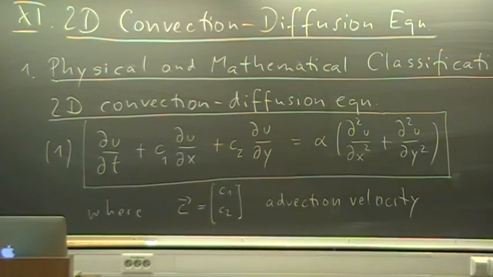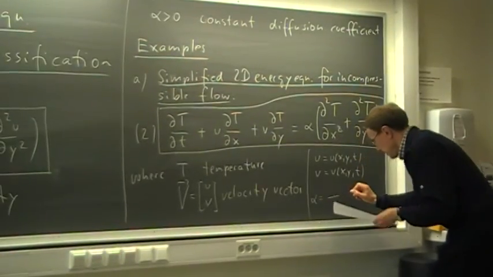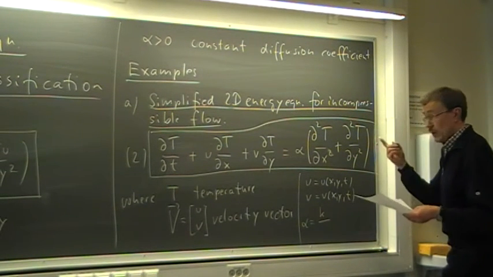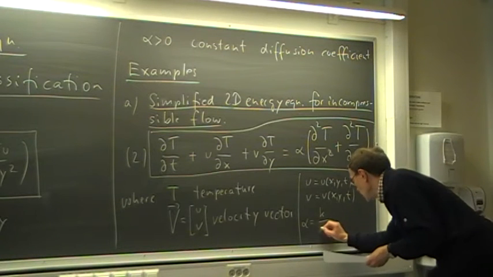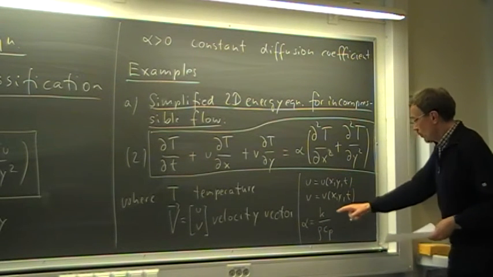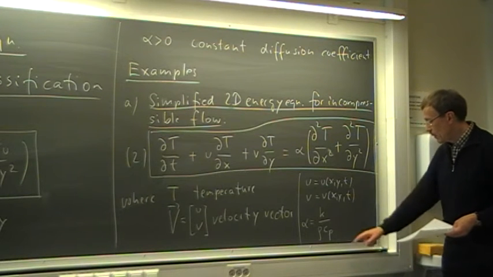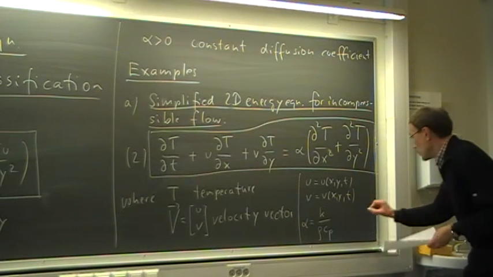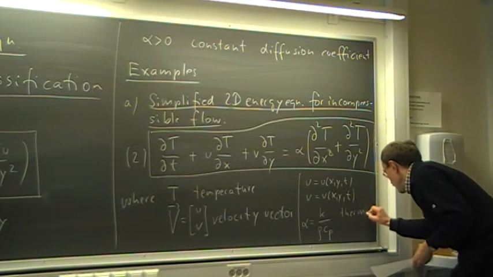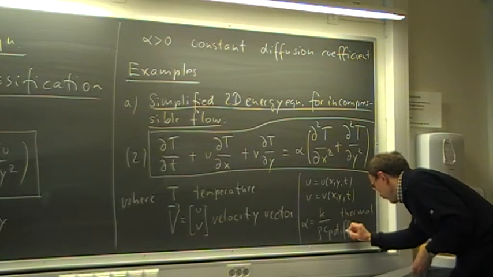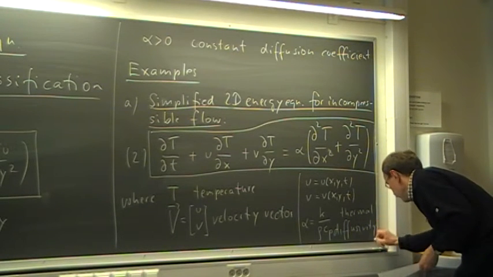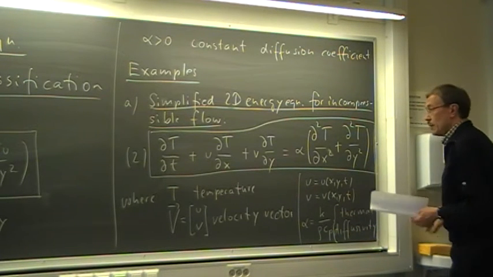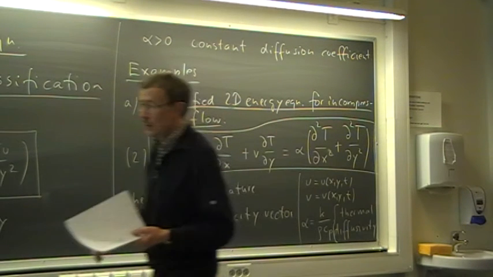And the alpha that we had already when we discussed the diffusion equation, in fact when we discussed the heat equation, that is the thermal conductivity K divided by the density times the specific heat at constant pressure. So that is the thermal diffusivity. Okay, so then we have these examples.